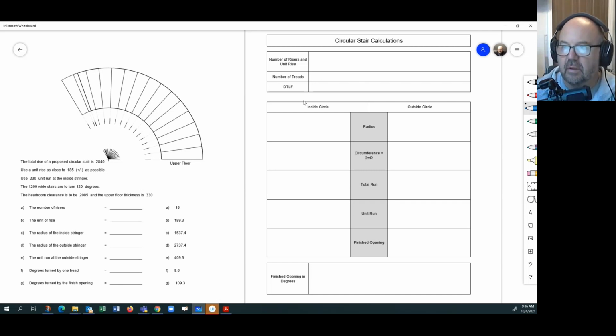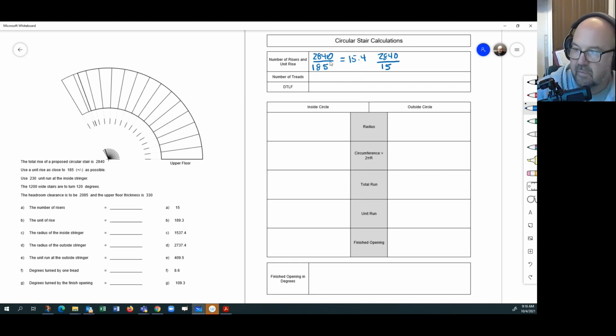Number of risers and unit rise. Total rise of the stair is 2840. We always have to do the same thing at the outset, divided by 185. 2840. I like to glance at my calculator when I'm inputting the numbers. Anybody else do that? Getting 15.4. And it is as close to 185 as possible. So I'm going to go 2840 divided by 15.